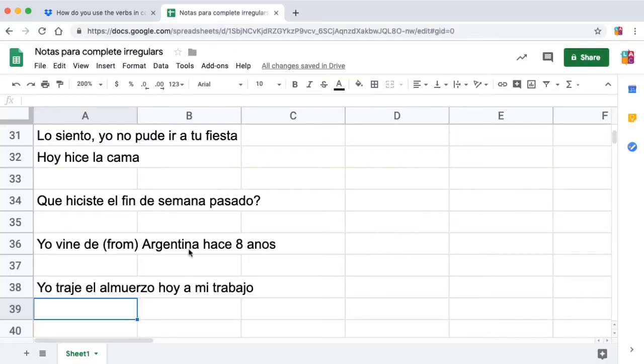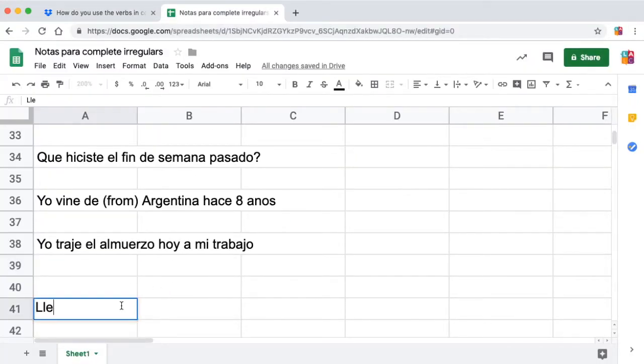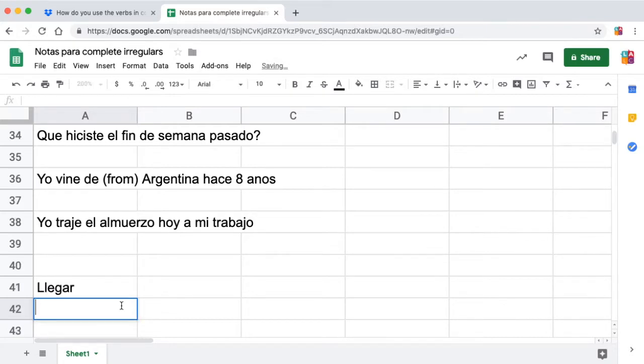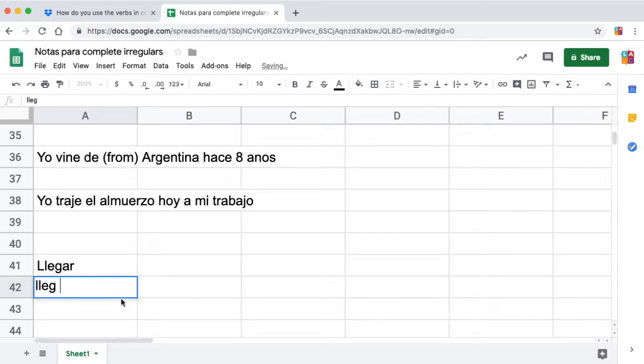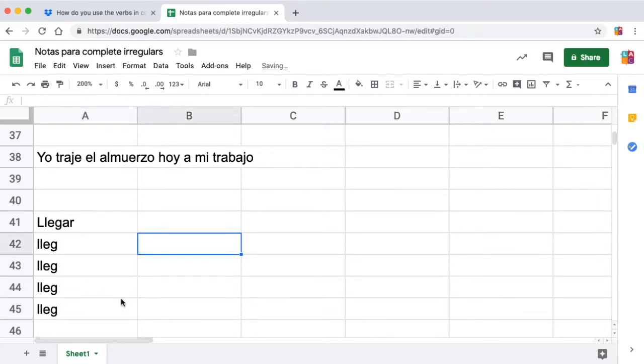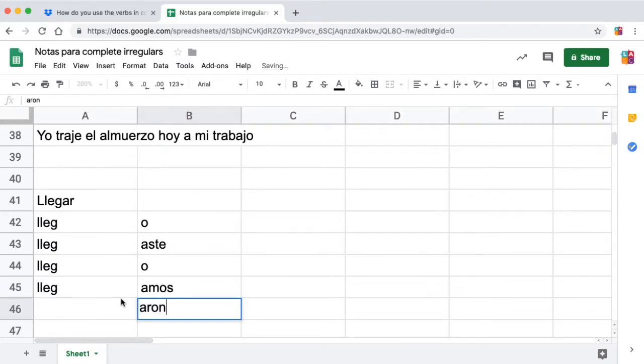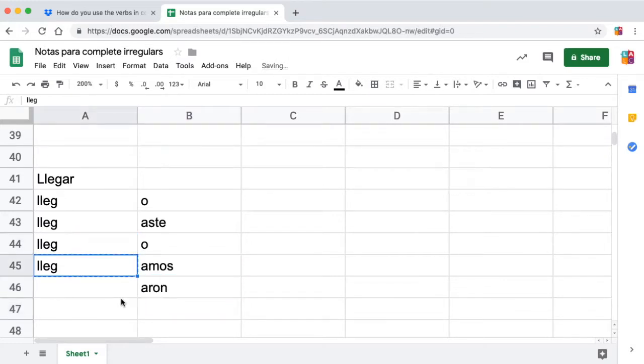Llegar is not irregular, but I want to just add it in here. You see, llegar is not irregular. You just have to use lleg. That's regular. Llegó, llegamos, llegaron. But the problem is, tú llegaste, él llegó, nosotros llegamos y ellos llegaron. The problem is, yo llegué, sorry.